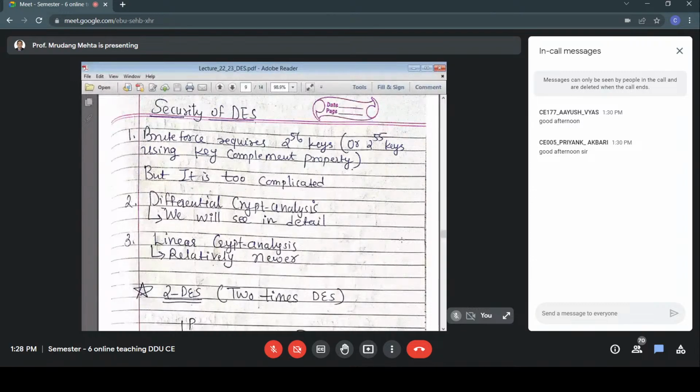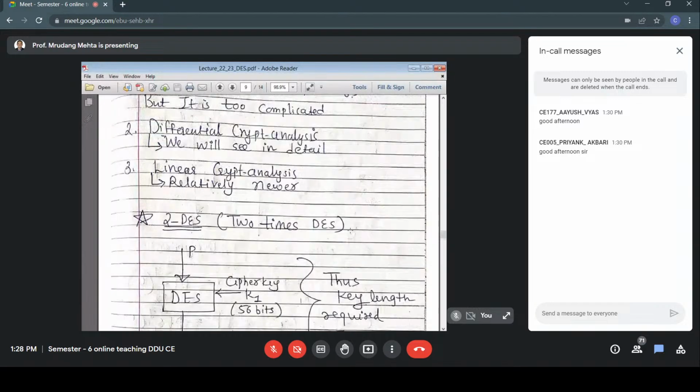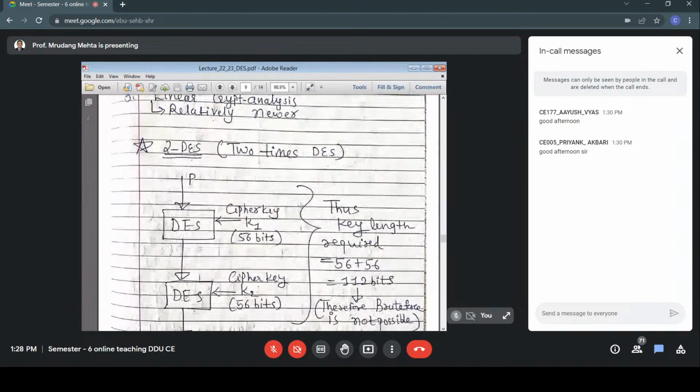But this 2 raised to 55 is also a huge number, right? So that is very difficult. It is very complicated to test 2 raised to 55 numbers. It's a huge number, right? So half doesn't make much difference in the value of the total numbers. Differential cryptanalysis is a different topic we will discuss later. Linear cryptanalysis is relatively newer.